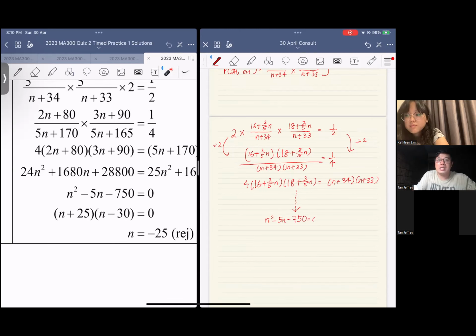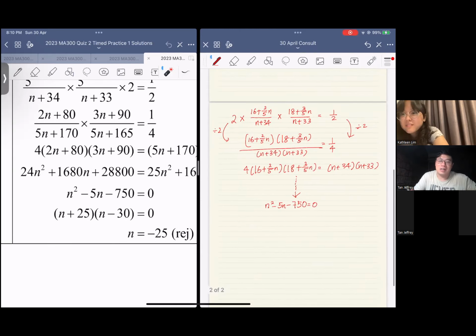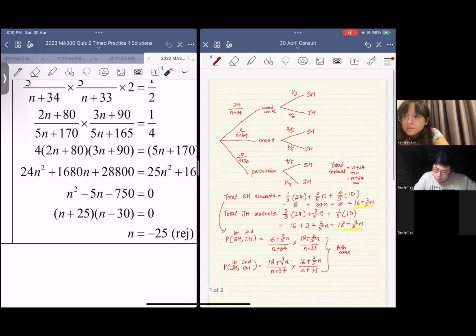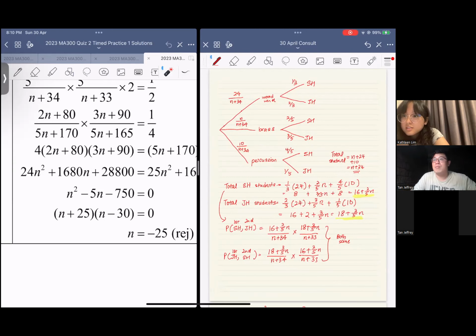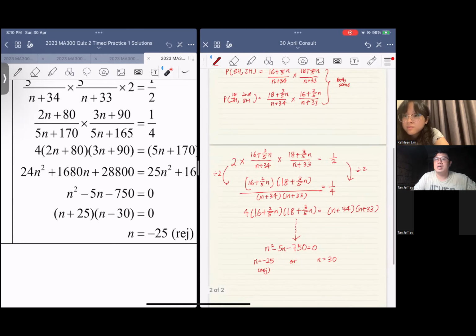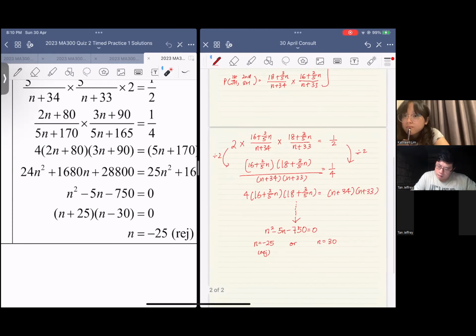It will all be okay in the end. If it's not okay, it's not the end yet. So after that, you get n equals negative 25 or n equals 30. Now, definitely negative 25 will be rejected because here n refers to the number of brass players, so it cannot be a negative number. So with that, n equals 30, that is the answer.